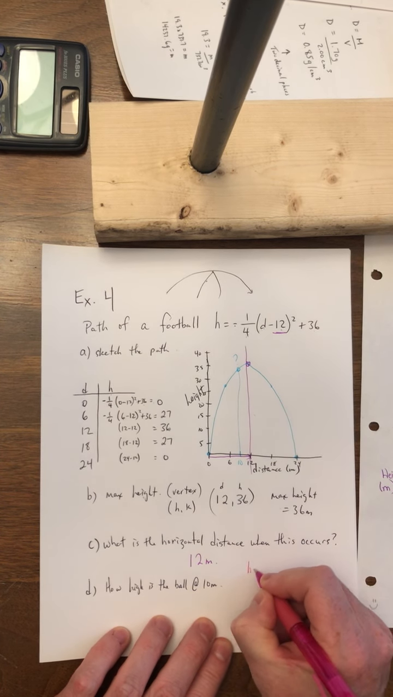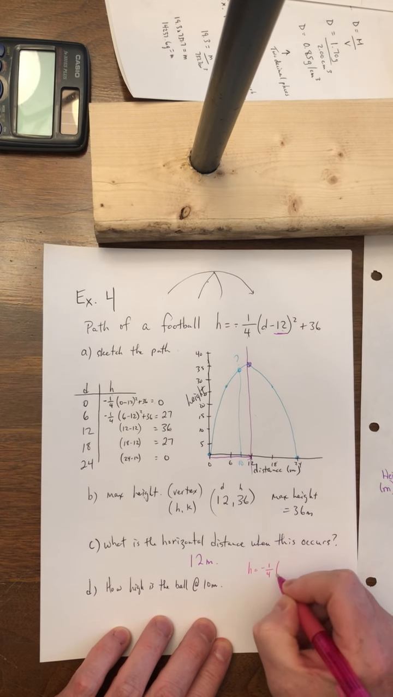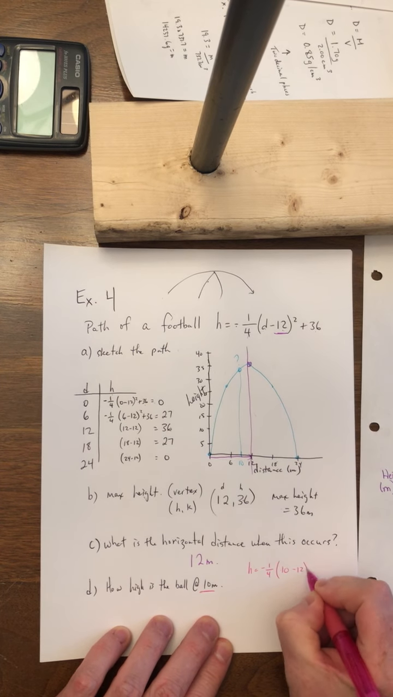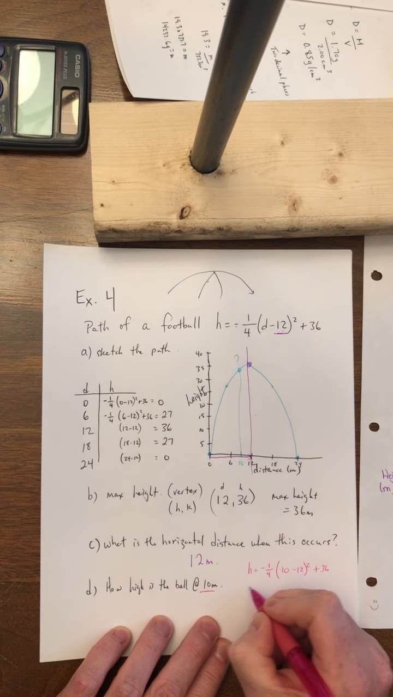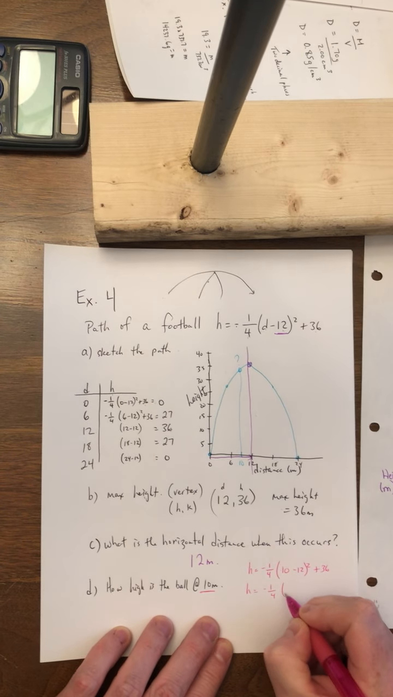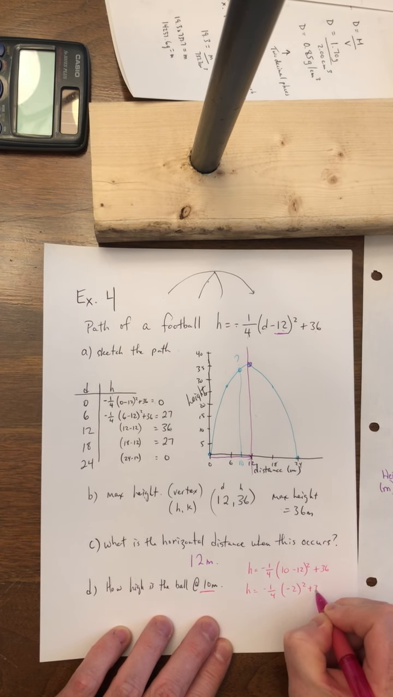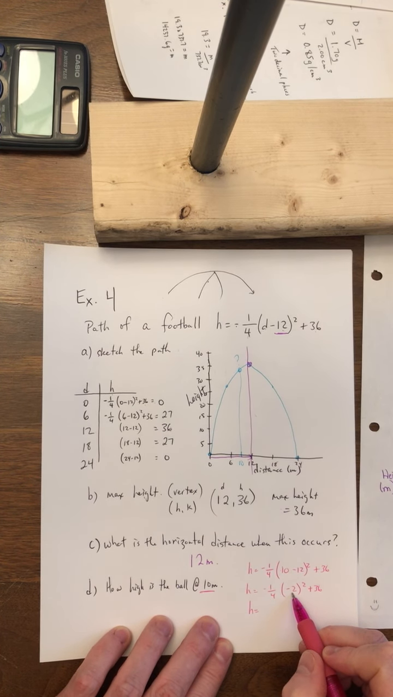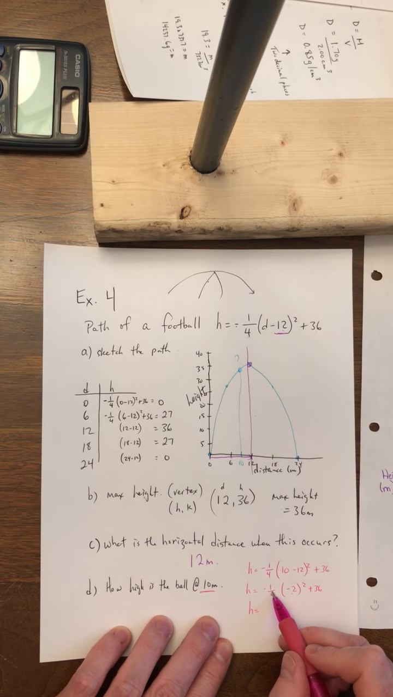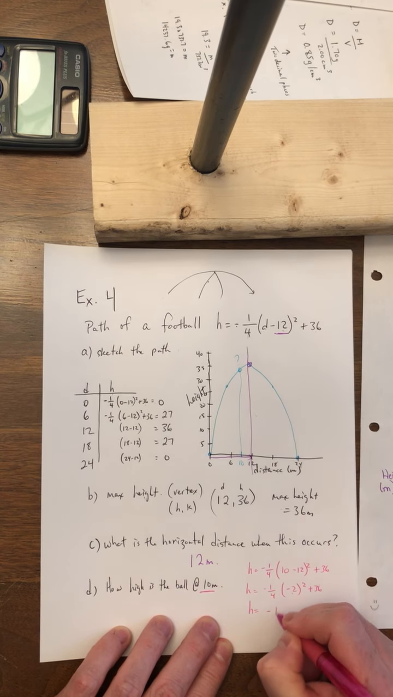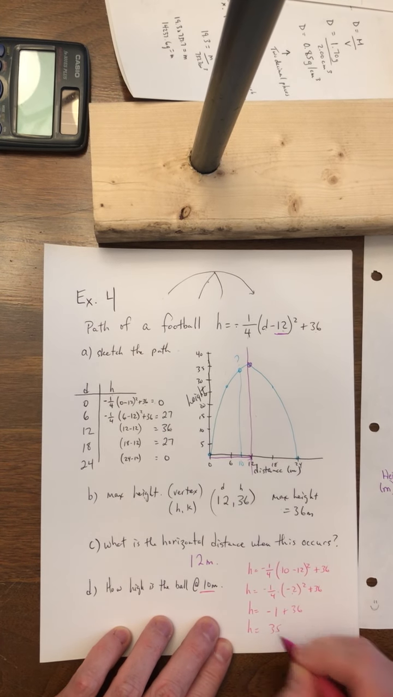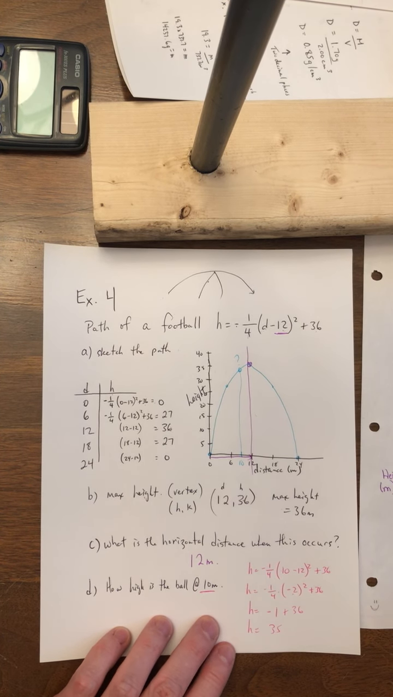So our formula is h equals -1/4 times the distance, I'm going to put in 10 for the distance, minus 12 squared plus 36. -1/4 times -2 squared plus 36. -2 times -2 is +4. When you multiply that out by -1/4, you're going to get -1 plus 36. So remember, in BEDMAS, you do this multiplication before that. And we get a height of 35.